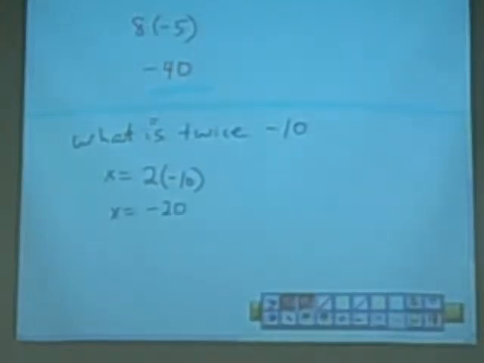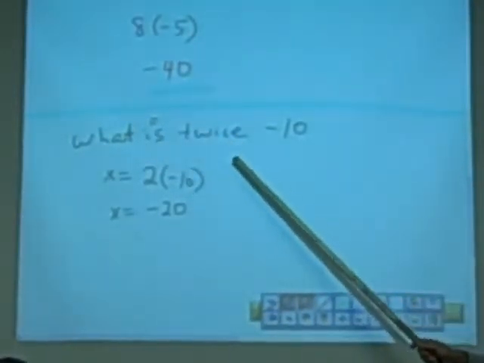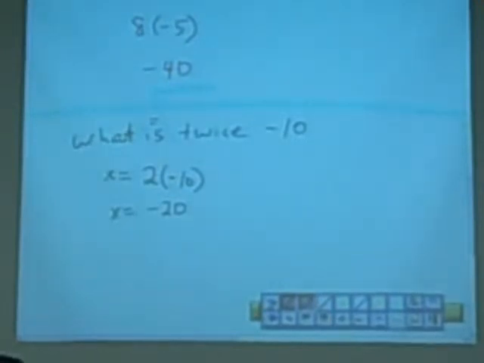Negative 20. Now, technically, when we had what is in the last unit, we had x equals, the same thing. Well, if you just have 2 times negative 10, that's fine. That'll just be negative 20. But the wording really hadn't changed any from the last unit to this one.